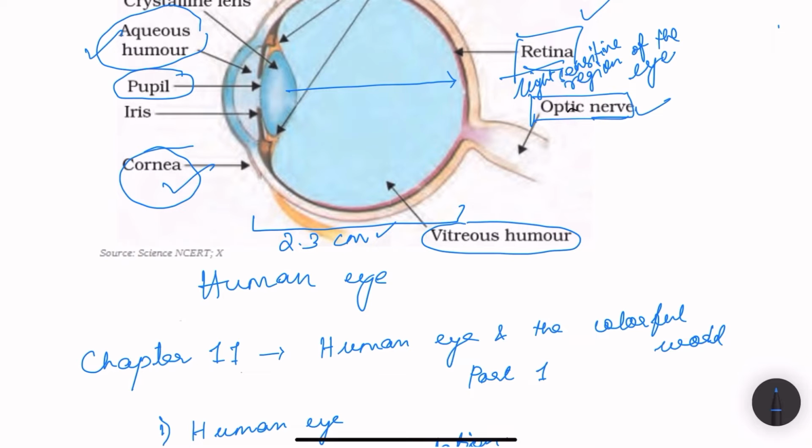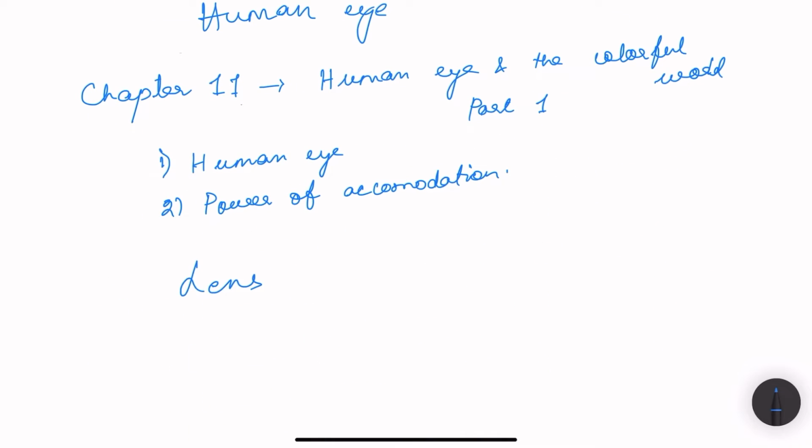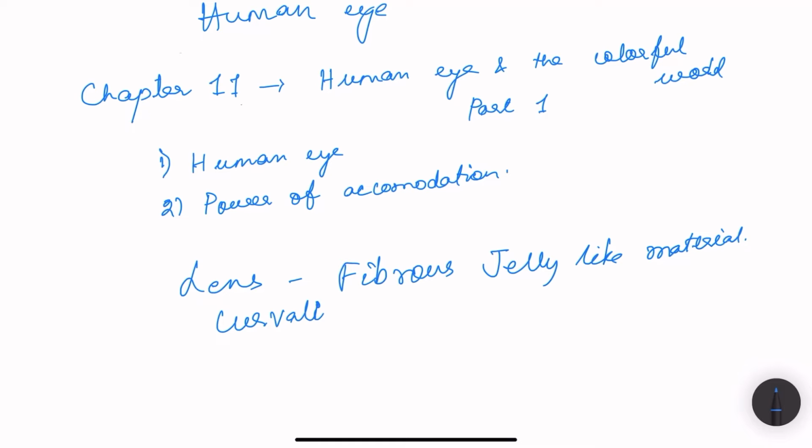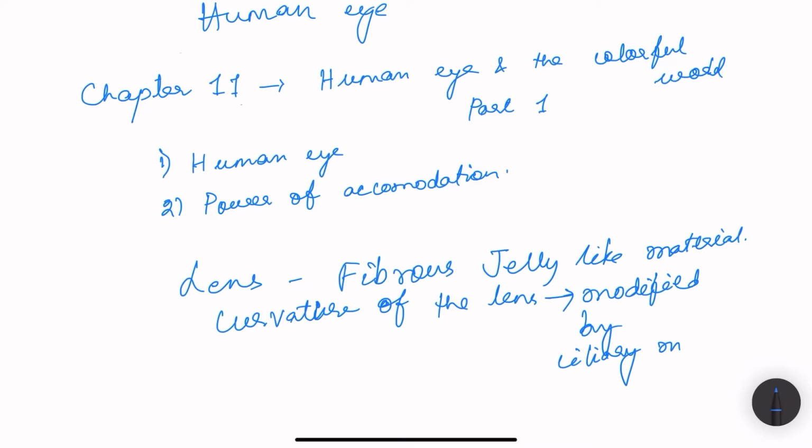Now coming to the power of accommodation. The eye lens is a fibrous, jelly-like material, and the curvature of the lens can be modified by the ciliary muscles.